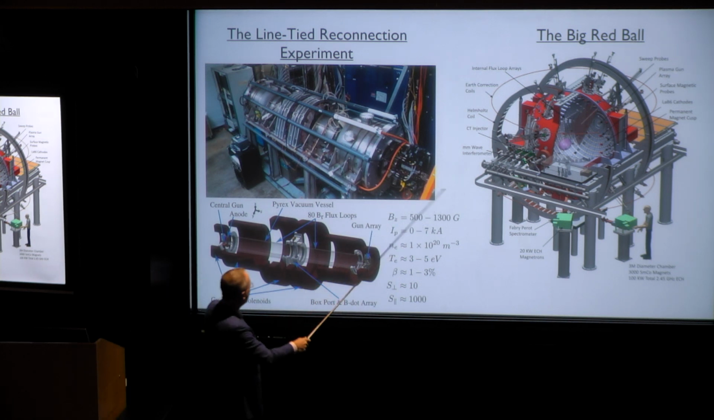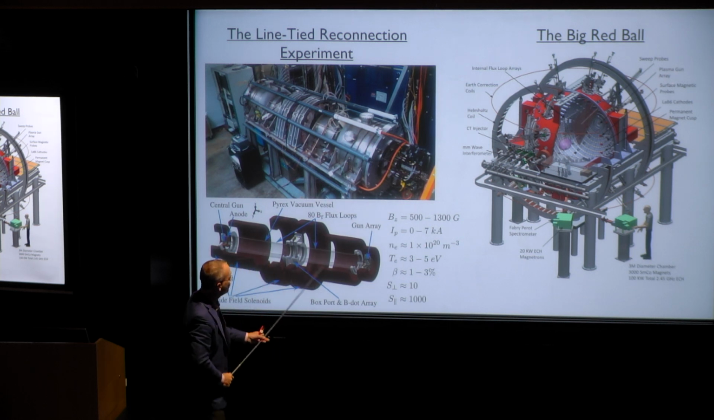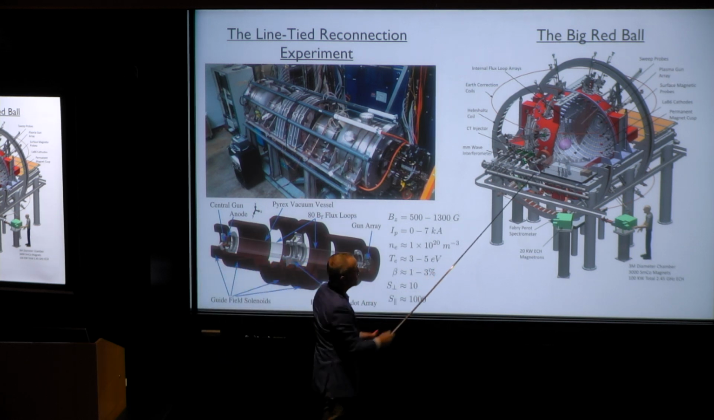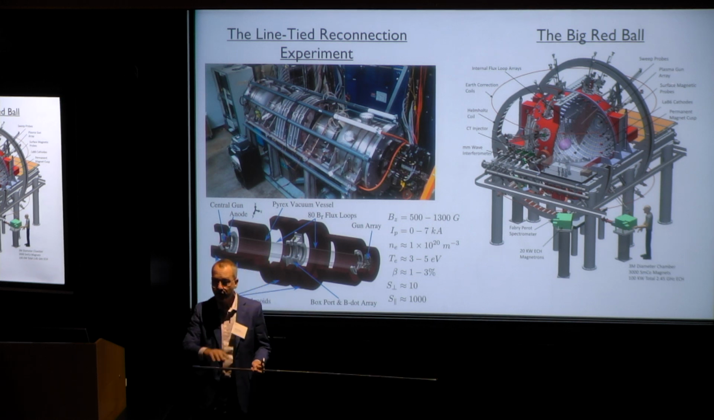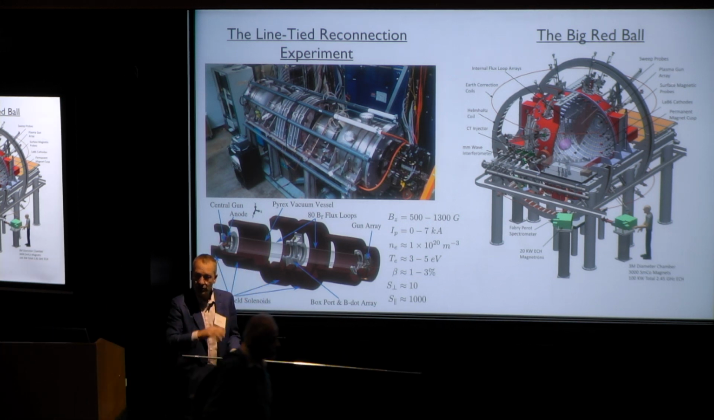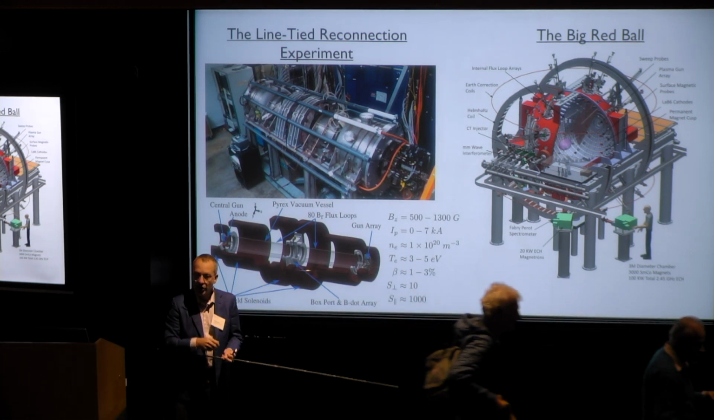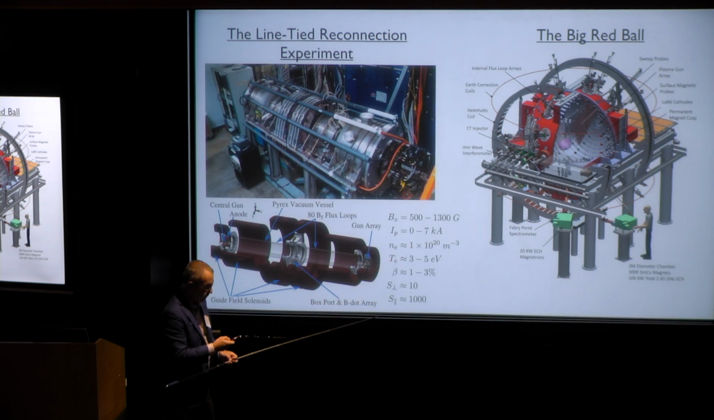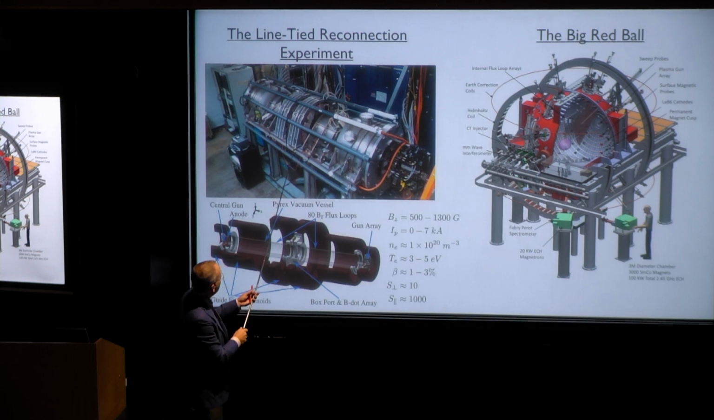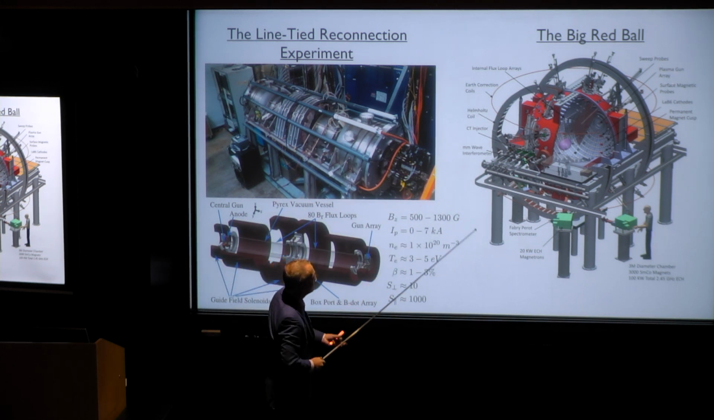The Big Red Ball, what we've done is now we've taken this geometry and we've put anodes and cathodes at each end. We send current through the machine, and we can create flux rope turbulence inside the machine. And I'll show you that geometry as we go forward. So these are both vacuum vessels, so a cylindrical vacuum vessel. This is a big spherical vacuum vessel.